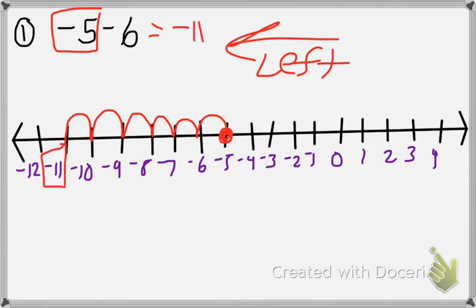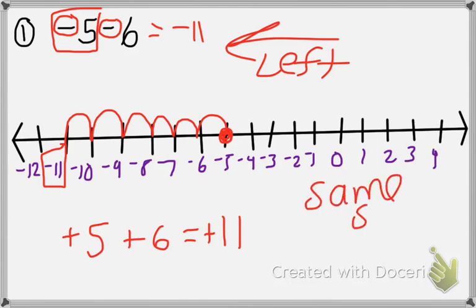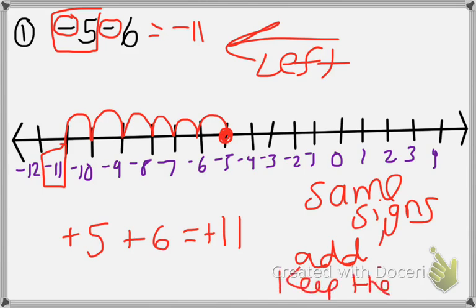But what's positive 5, or just 5, plus 6? Regular addition. It's 11. It's positive 11. So if both of the signs are the same in front of the numbers, you're basically just adding them and then keeping the sign of what they were. Same signs add. Keep the sign.